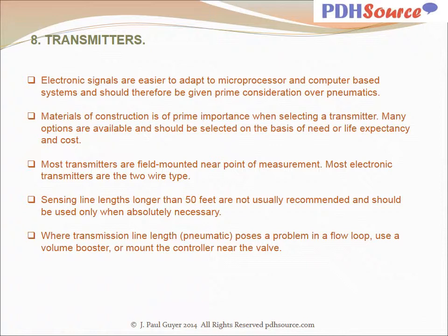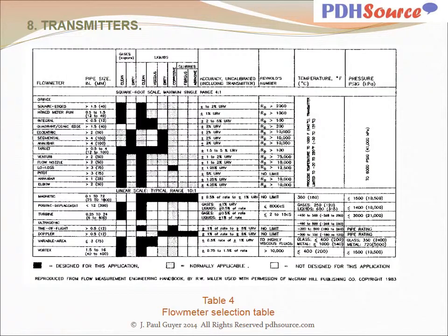Sensing lines longer than 50 feet are not usually recommended and should be used only when absolutely necessary. Where transmission line length, pneumatic, poses a problem in a flow loop, use a volume booster or mount the controller near the valve. Table 4 indicates flow meter selection parameters.